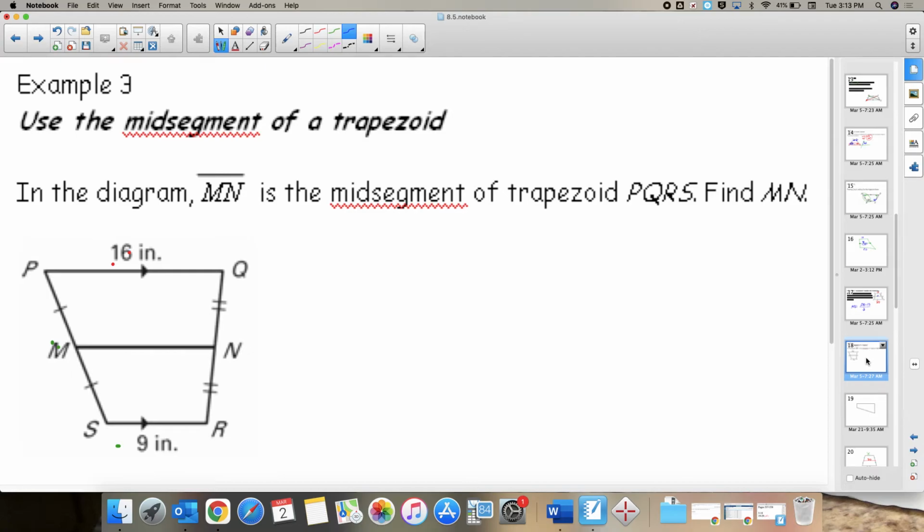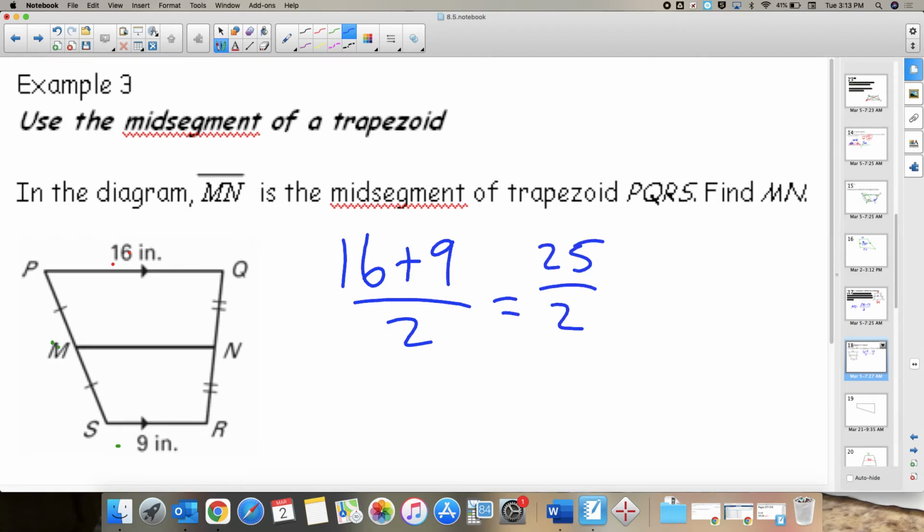So if I look at my next one, that says in the diagram, MN is the mid-segment of trapezoid PQRS. Find the length of MN. So I'm going to average my bases. 16 plus 9 divided by 2. 16 plus 9 is 25, divided by 2 gives me 12.5 for my length.